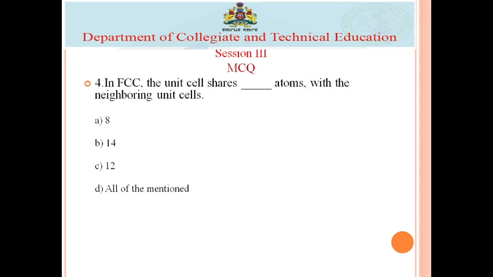And the fourth question is, in FCC, the unit cell shares dash atoms with the neighboring unit cells. Your options are 8, 14, 12 and all the above. And the answer is 14, because in FCC, the unit cell shares 8 corner atoms plus 6 face atoms. 8 plus 6, that is 14 atoms which will be shared with the neighboring unit cells.